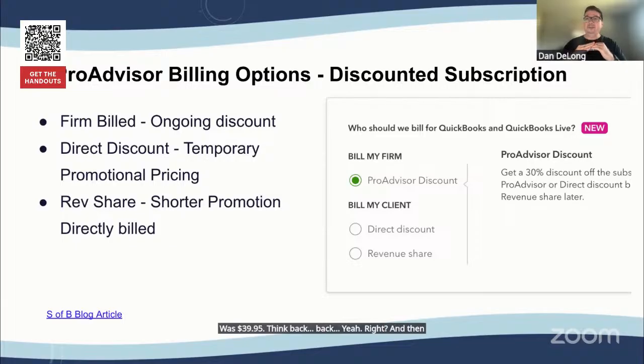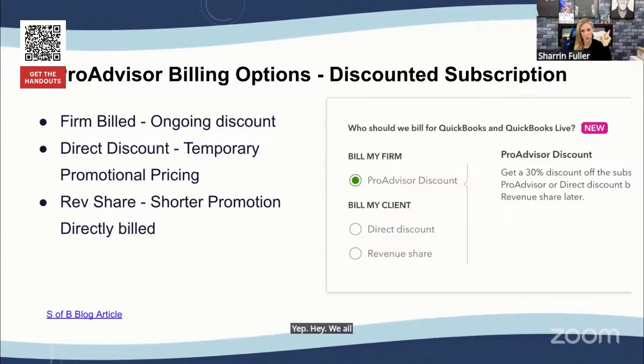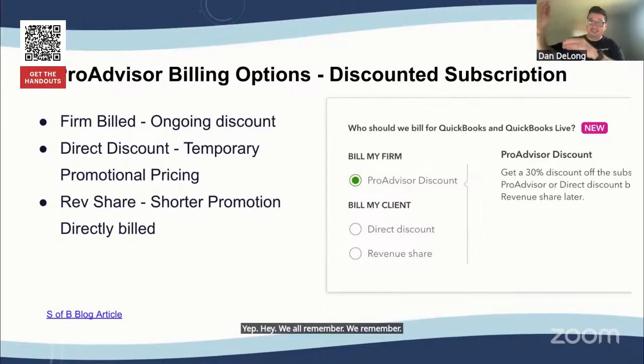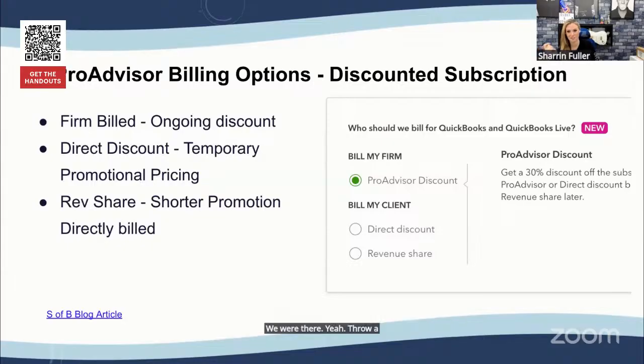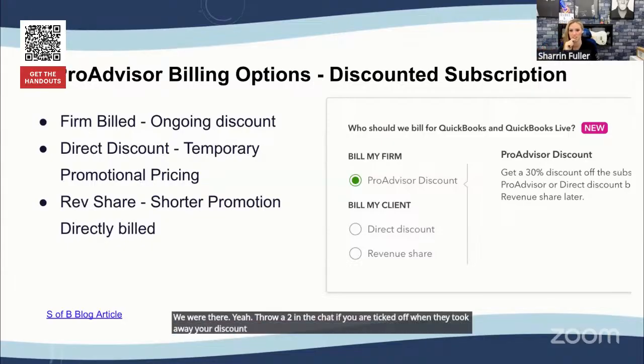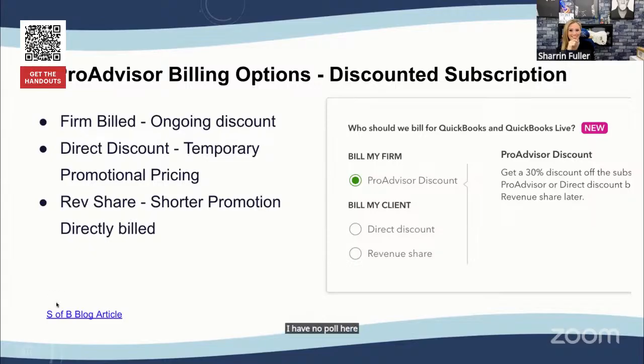Right. And when they did a price increase, I remember taking tons of calls from accountants who were like, I thought it was a lifetime of $19.95. We all remember. You get a discount off of the current price. Throw a 2 in the chat if you were ticked off when they took away your discount and your 5 for 5s. Yeah, I'm a 2 on that. Thanks, Jill. Thanks, Carolyn. Okay, keep going.